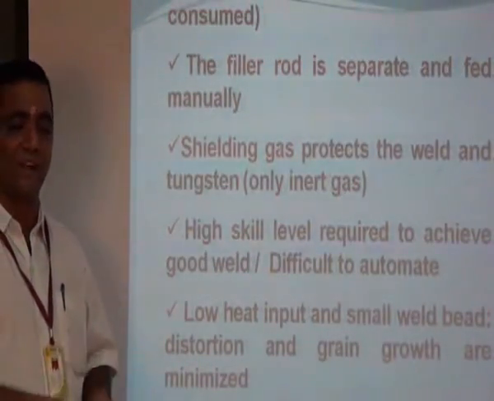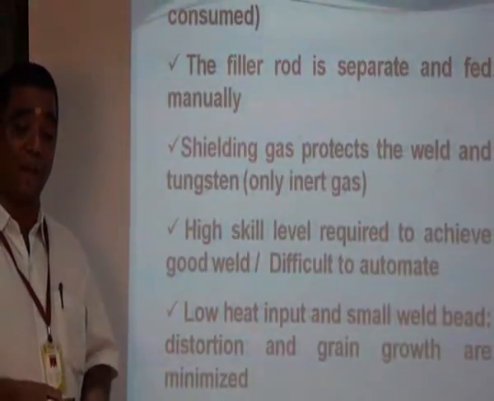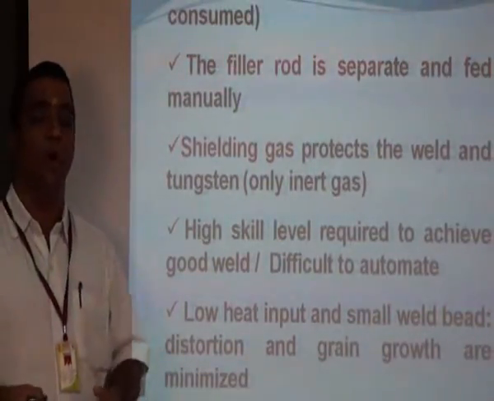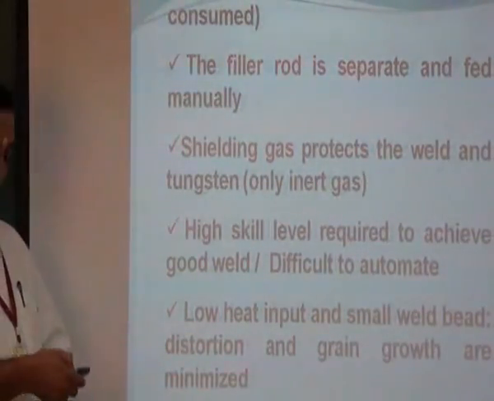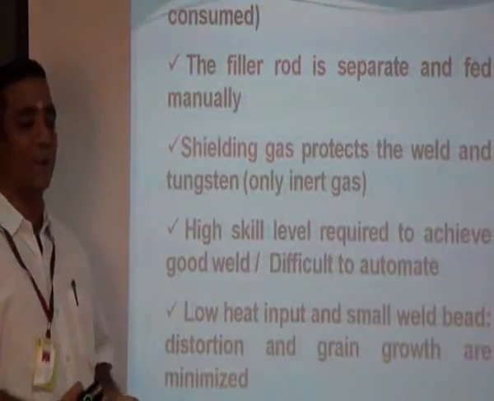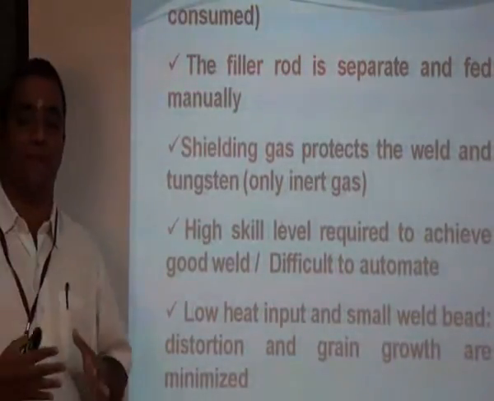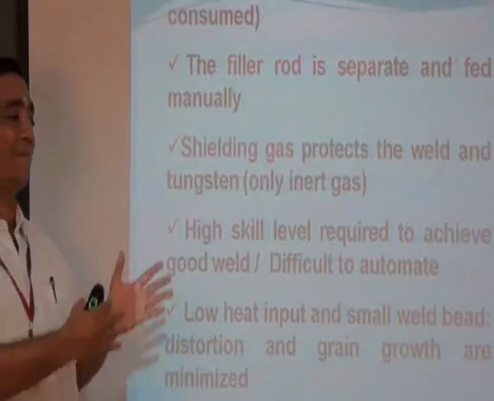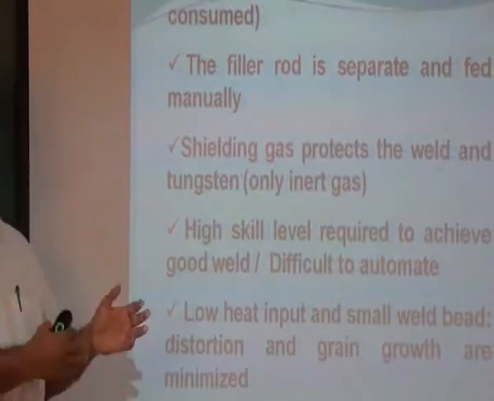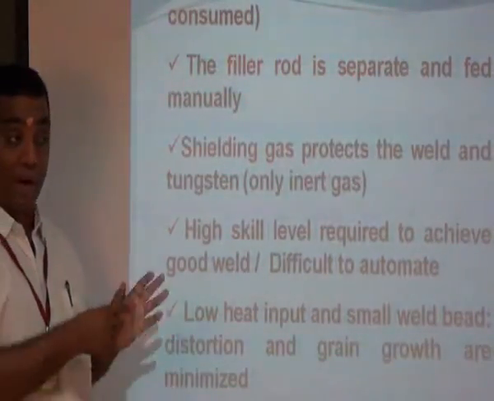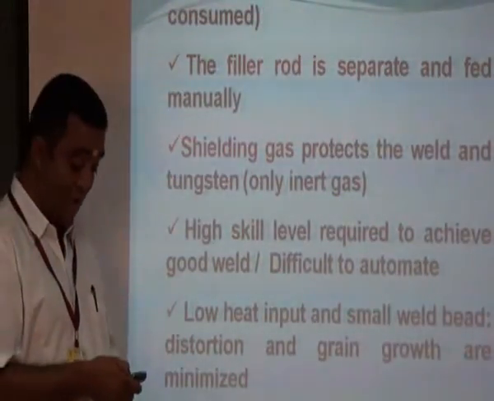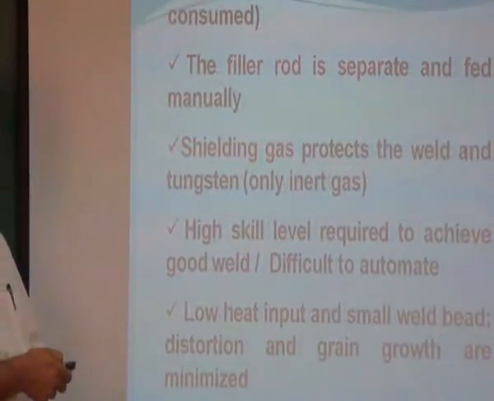The filler is added externally, and this filler metal chemical composition is also the same as that of the base metal. So one can say that the tungsten inert gas welding process is a clean welding process when compared with the former process, that is the shielded metal arc welding process. But one thing is, it is very slow. It requires a lot of skill during the operations.